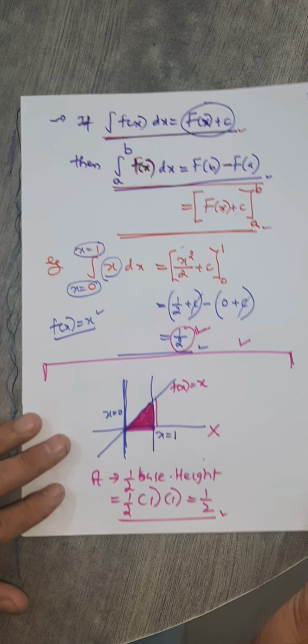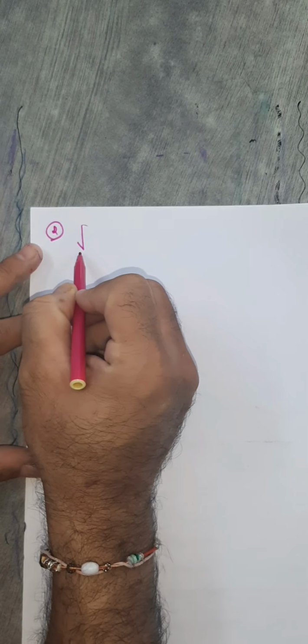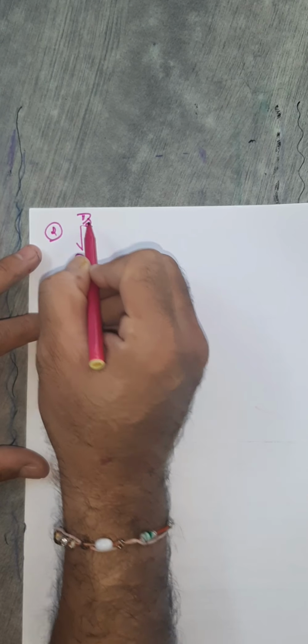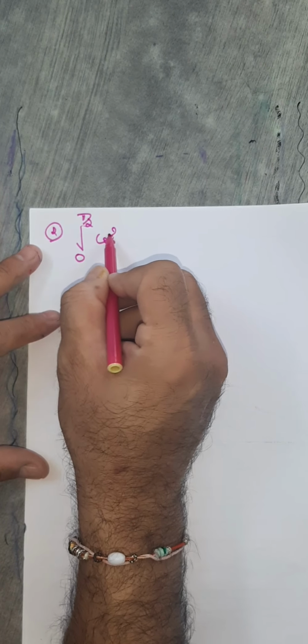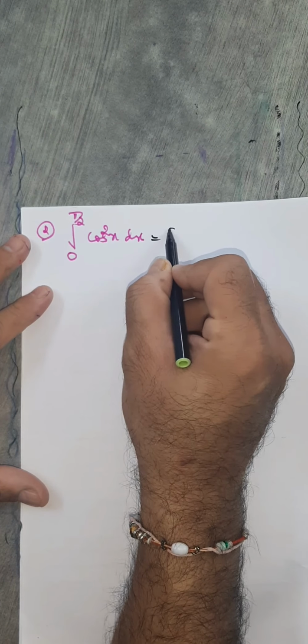Okay, one more example. Let's see. Suppose I want to integrate, let's write, integral 0 to pi by 2 of cos square x. So you need to keep the indefinite integral in your mind, remember. How do we integrate cos square? You know, you need to use the double angle formula.